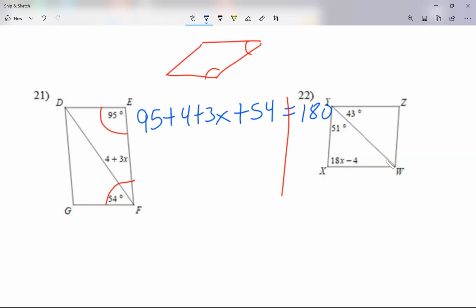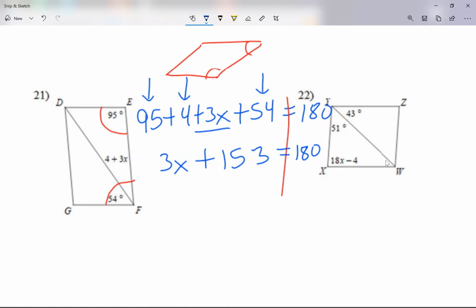When it comes to letters, I just see 3x. So positive 3x. When it comes to numbers that don't have a letter, I see 95 plus 4 plus 54. So I'm just going to call that 153. Notice I combined like terms, and I know all of this is equal to 180. I still want to continue combining like terms. The terms that don't have a letter, I'm going to put them together, so they should be on the same side.